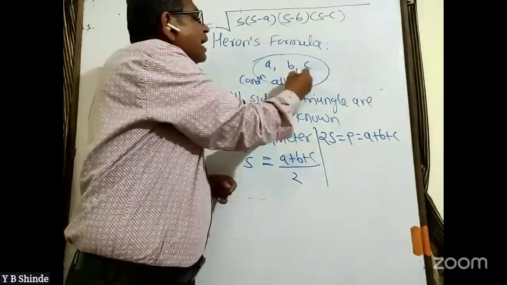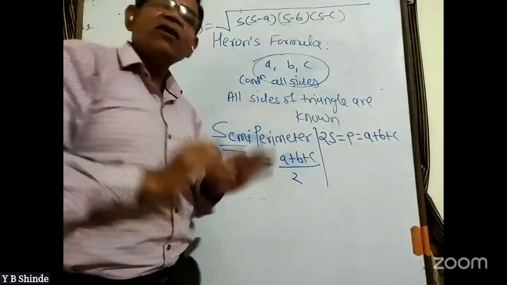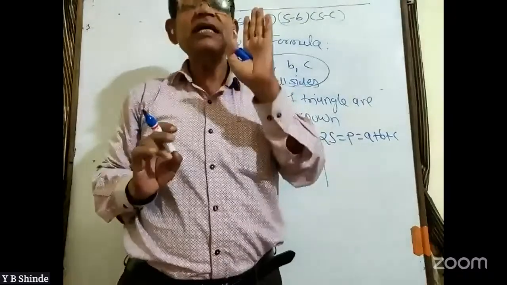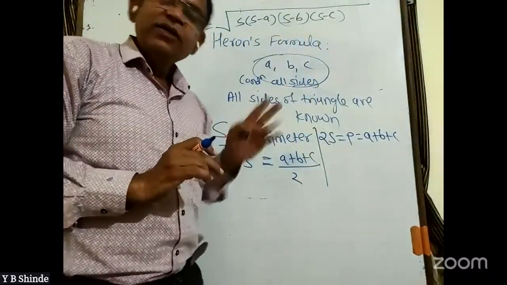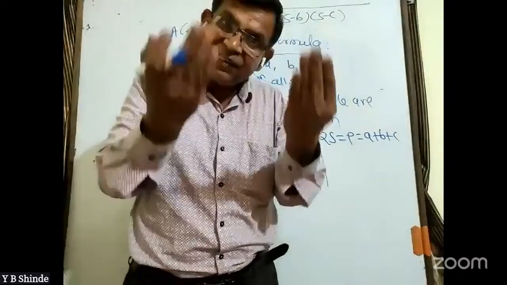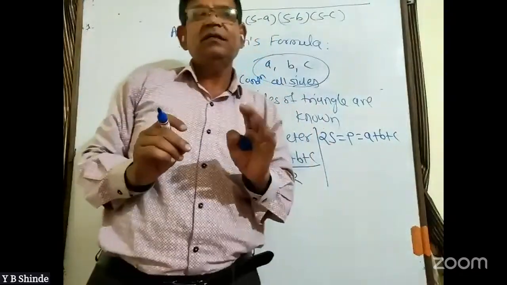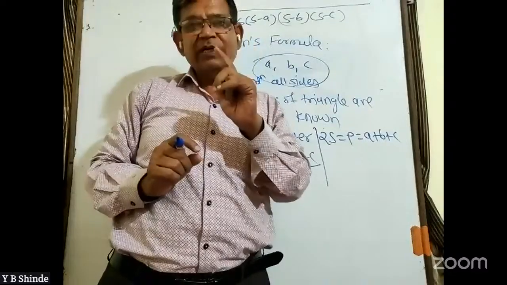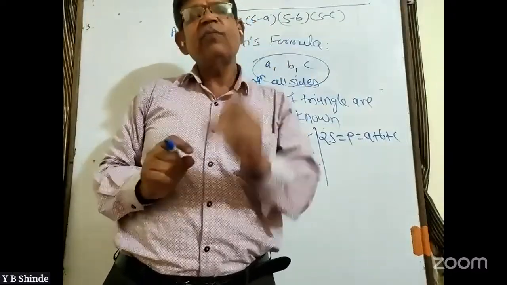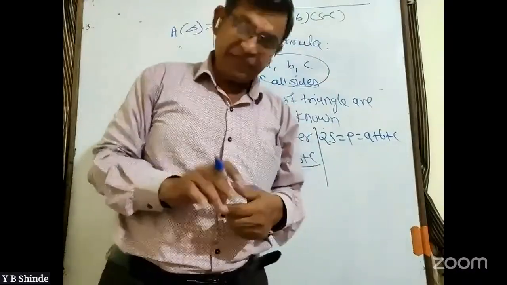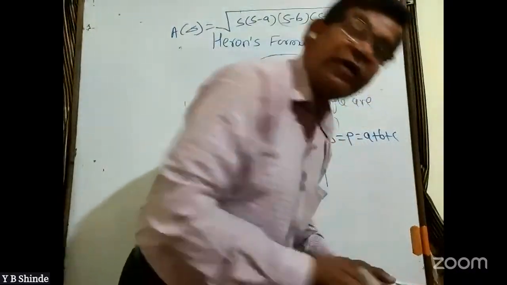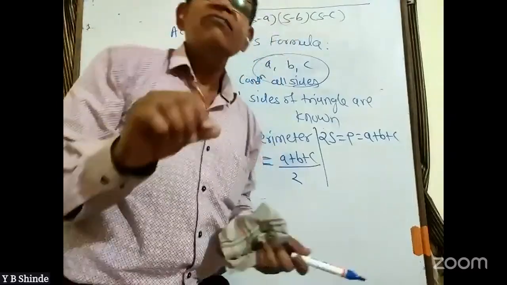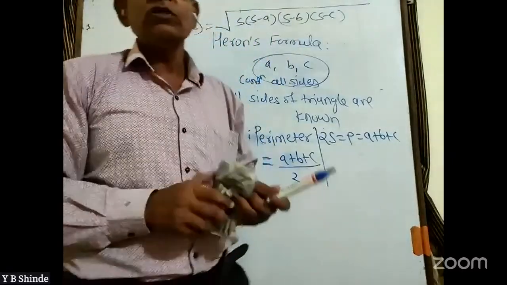All sides are directly or indirectly given. You must know all sides, then you can use this formula. If you know two sides and you can find the third side by any other method, then also you can use Heron's formula. Let us look at some problems using Heron's formula today. When you are given two sides and you don't know the third side, then also you can find the area of triangle by using Heron's formula.